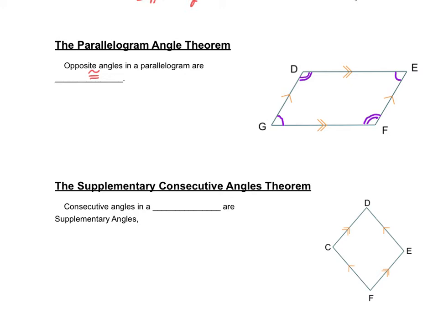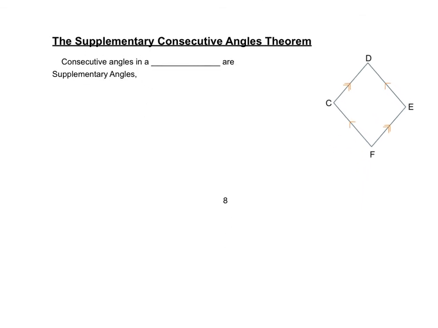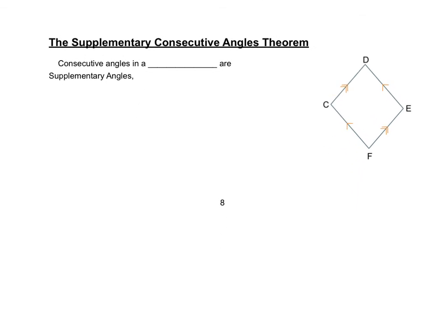And then the supplementary consecutive angles theorem in a parallelogram. The consecutive angles in a parallelogram are supplementary angles. And that should be a period, not a comma. So we know they are supplementary. What does supplementary mean? Supplementary means that they equal 180 degrees.